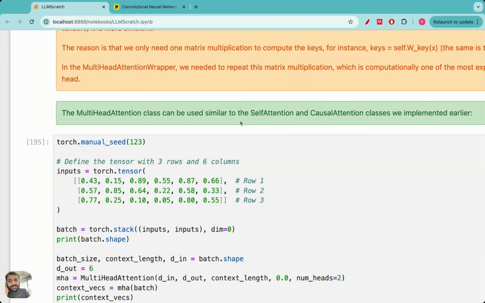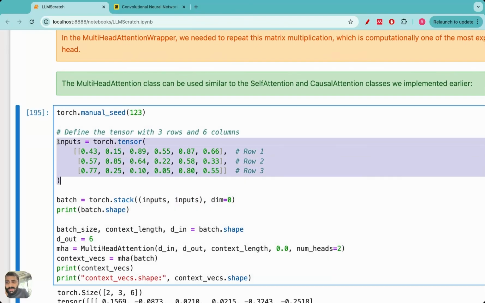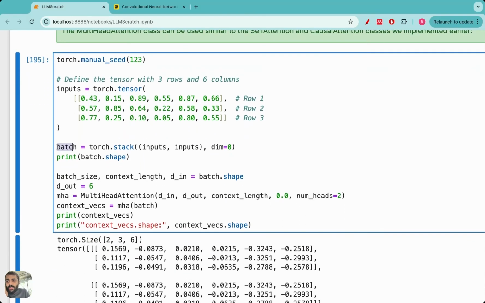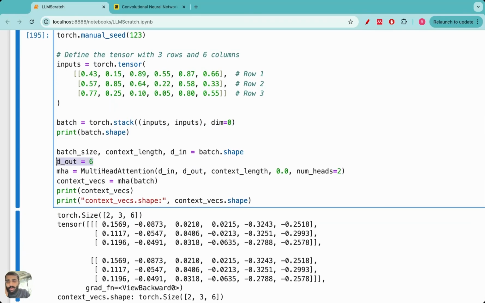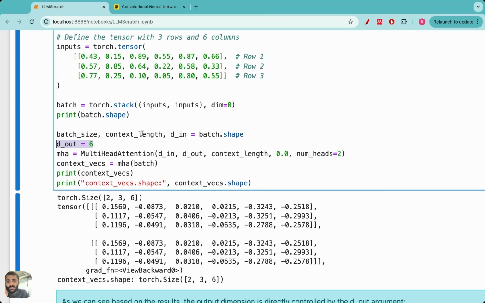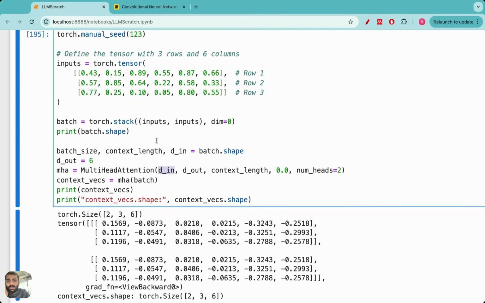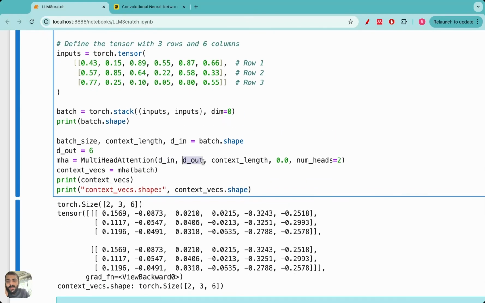So now we can actually test out the multi-head attention class. Here are my inputs. As I showed you on the whiteboard, we have three tokens and the embedding dimension is six. The only change here is that I'm going to create a batch of two such inputs, stacked on top of each other. I'm going to assume a d out equal to 6, exactly what we saw on the whiteboard, and context length equal to 6. And then we are going to implement the multi-head attention class. So d in is equal to 6, right?